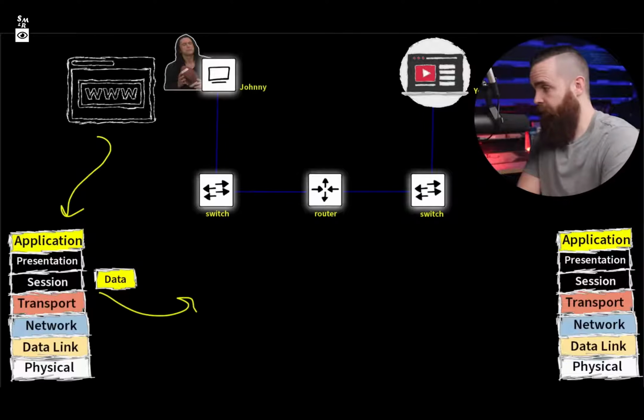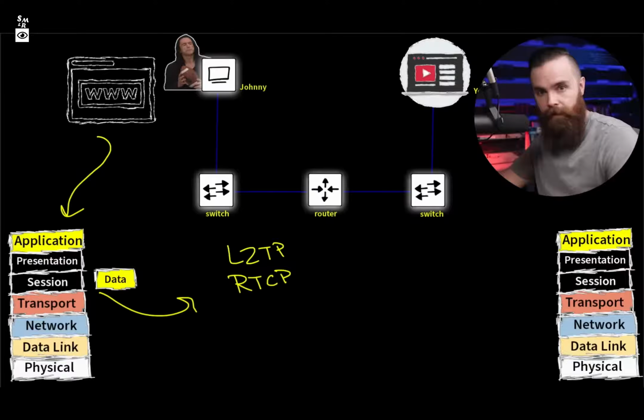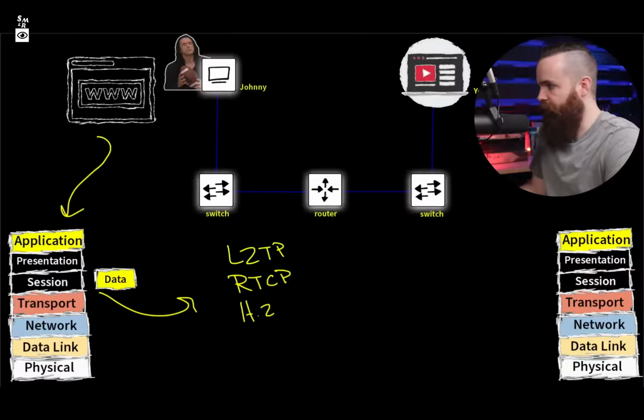Some popular protocols you might see at the session layer are L2TP, or the layer 2 tunneling protocol. You'll see this a lot with VPN connections. We've got RTCP, the remote transport control protocol, which actually helps set up phone calls. And speaking of phone calls, video calls, the H.245 protocol, which helps set up video calls. And of course, proxies. We have SOCKS proxies operating at this layer.